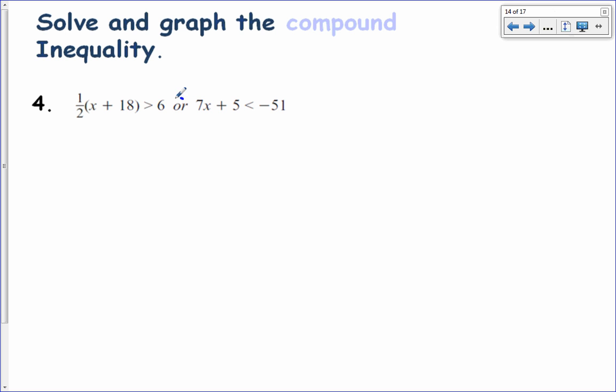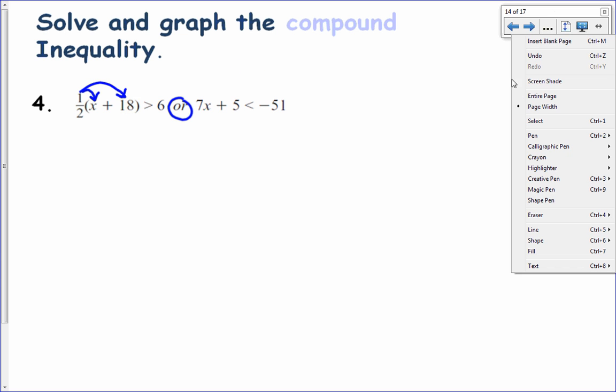But this has an or statement. So we're going to solve these two separately. Here we go. We have 1/2 times the sum of x and 18, and that's supposed to be greater than 6. Many of you have gotten really good at the distributive property, so you're going to use the distributive property and multiply times 1/2.